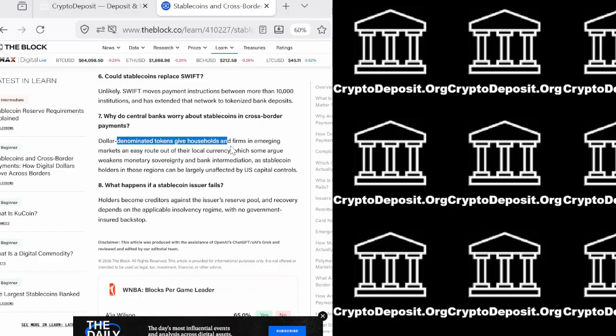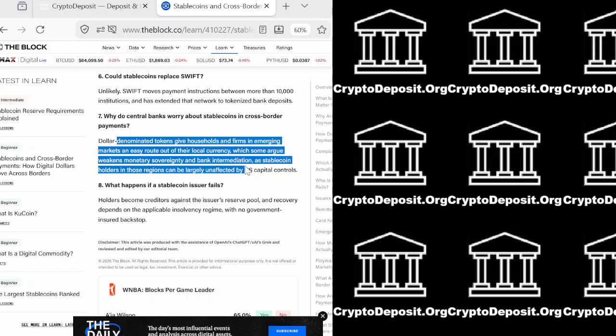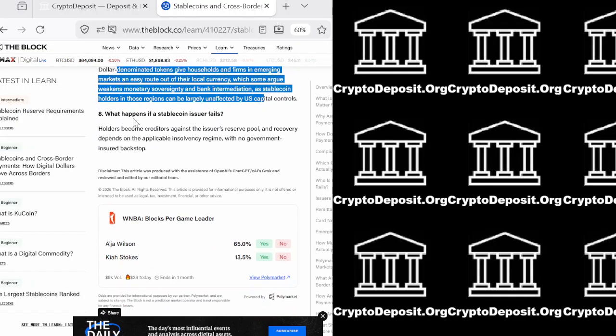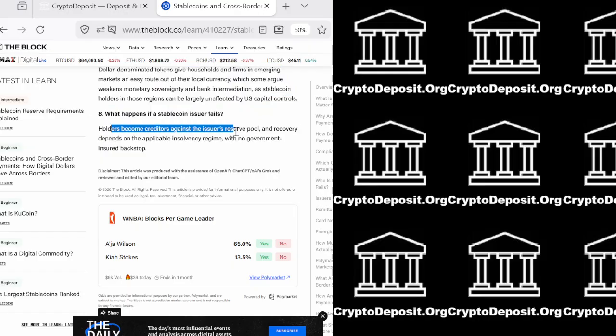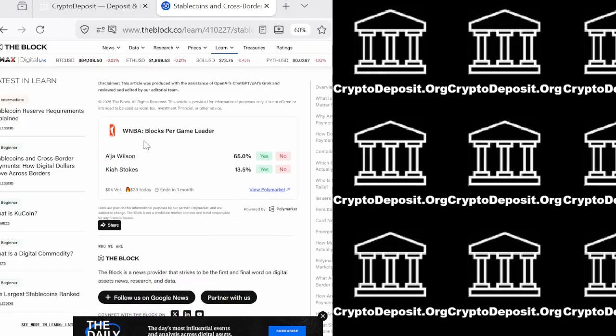Dollar-denominated tokens give households and firms in emerging markets an easy route out of their local currency, which some argue weakens monetary sovereignty and bank intermediation, as stablecoin holders in those regions can be largely unaffected by U.S. capital controls. What happens if a stablecoin issuer fails? Holders become creditors against the issuer's reserve pool, and recovery depends on the applicable insolvency regime, with no government-insured backstop.